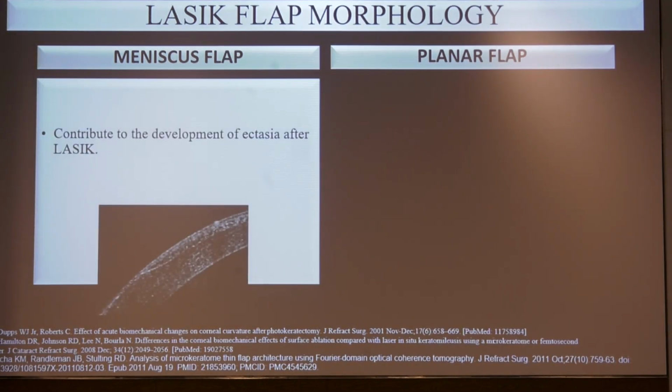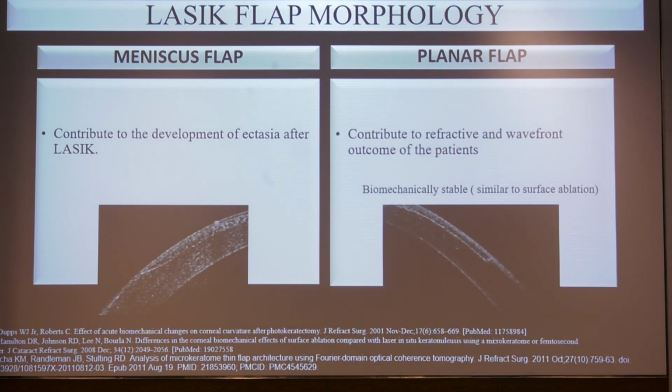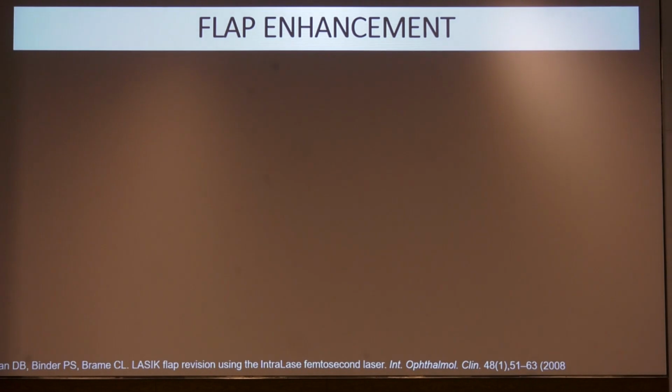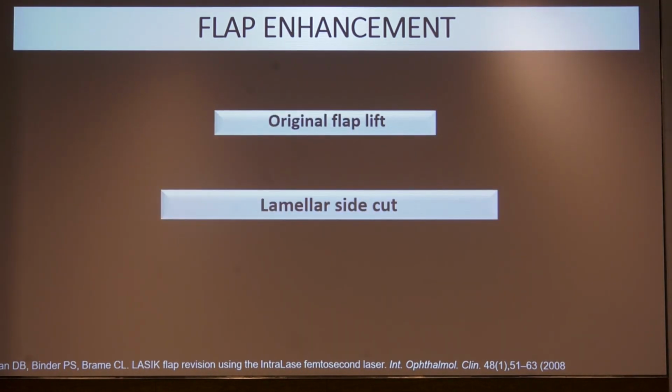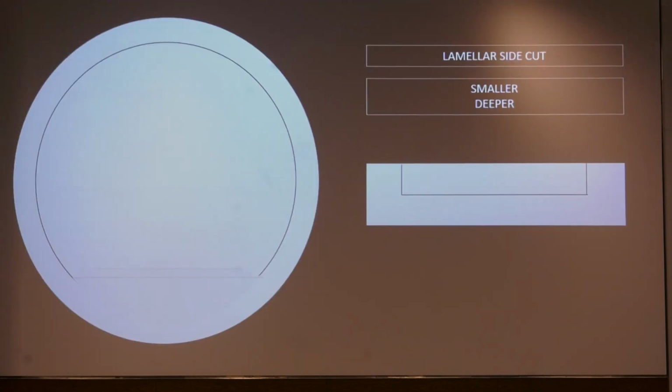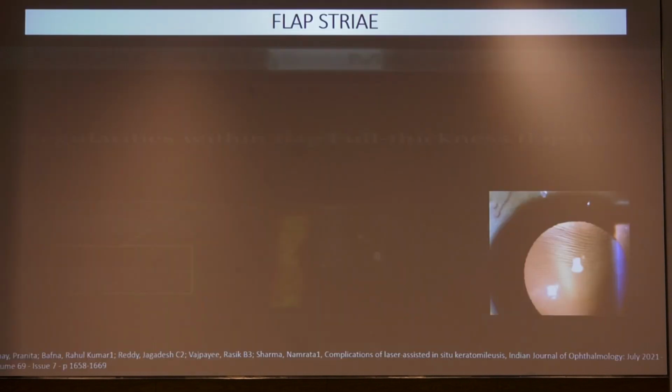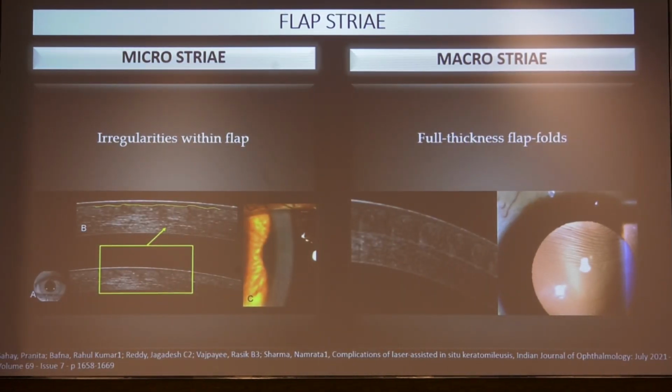And also ASOCT is used to differentiate a meniscus flap from a planar flap. The planar flap is biomechanically stable and contributes to the refractive and wavefront outcome of the patients. In case of flap enhancement, for the original flap lift, ASOCT is important for accurate measurement, and also we can perform a lamellar side cut where you can make a smaller and a deeper flap, for which ASOCT measurement is very important.